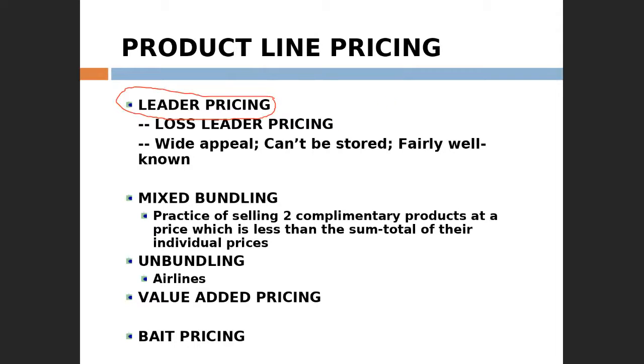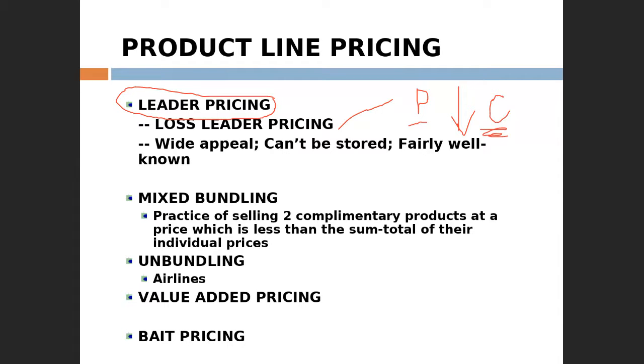Loss leader pricing is basically when you price your product below the cost of the product. When you price your product below cost, you're losing money on that. Why do they do that? For example, on Black Friday, some products are priced below cost. They do that because they want to generate excitement among the shoppers. They want people to come in, buy those products, and in addition buy other products that are priced at the regular price.